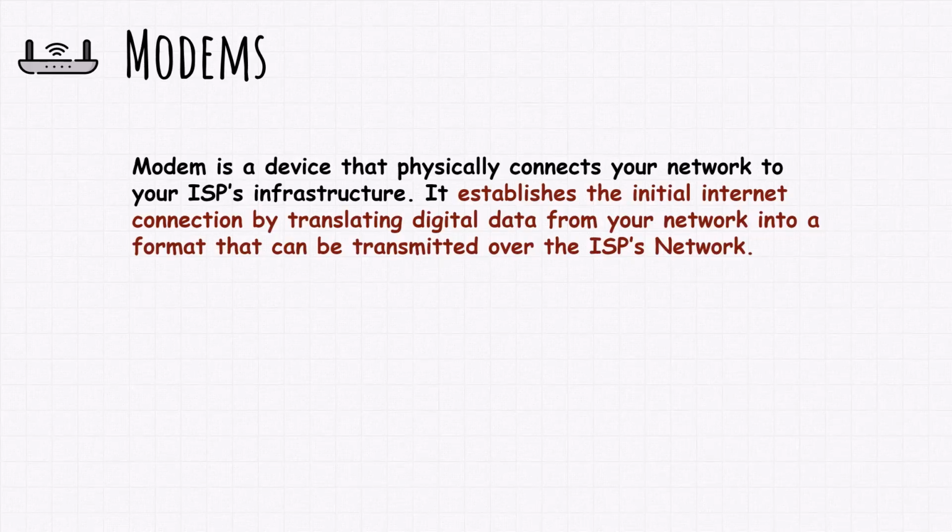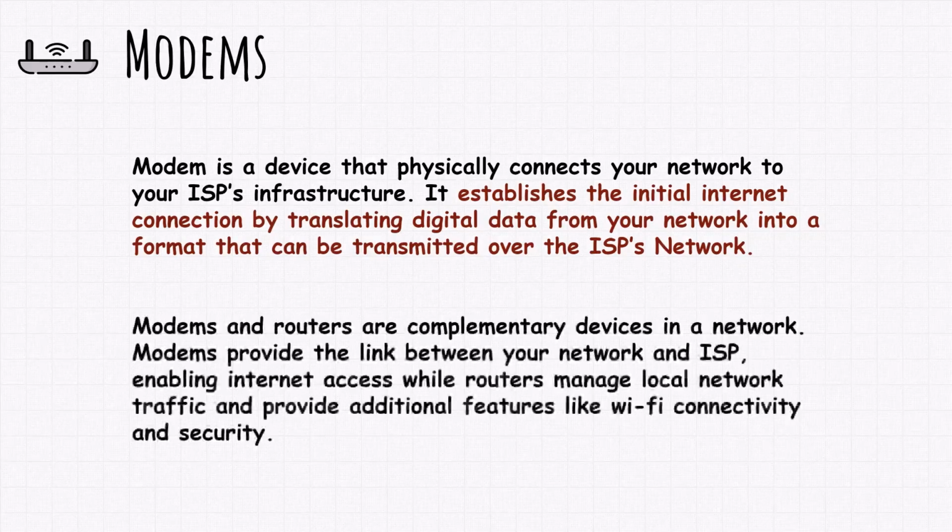Here are some examples. DSL modems are designed for transmitting data over standard copper telephone lines, typically using the digital subscriber line technology. Cable modems are meant for transferring data over coaxial cable lines, commonly used for cable television services. And for example, fiber optic modems work with fiber optic lines, which transmit data using light signals.